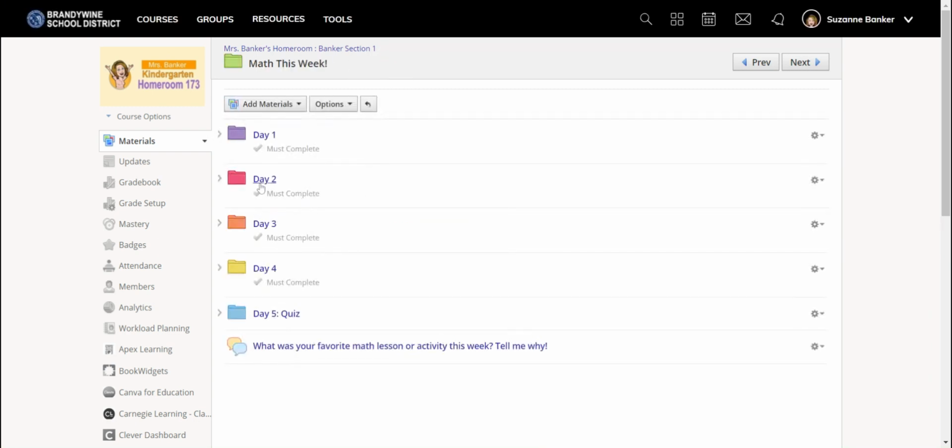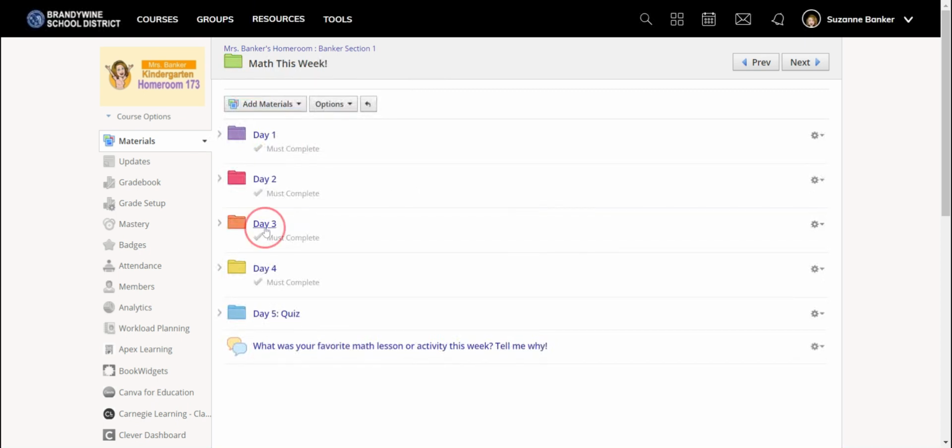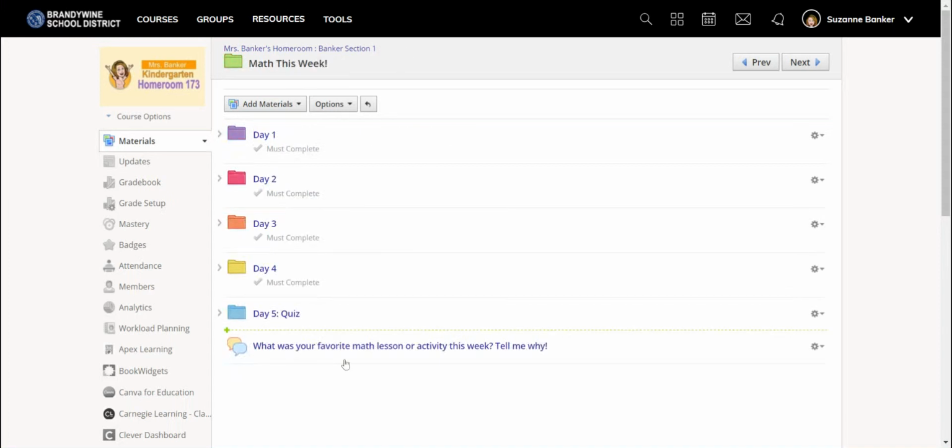And when we go on to day 2, there is another activity, a Jamboard that they will be working on. Day 3 is the day that they do a Nearpod lesson. They created a lesson in Nearpod, so they would click on here and go out to Nearpod to do the lesson, which also I can assess formally on how they do on that lesson. Everything gets recorded back to me, which is good.